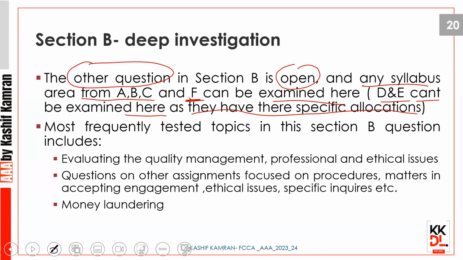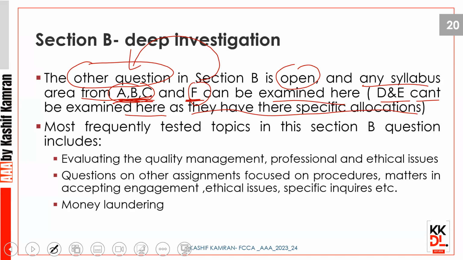I hope you're clear with this now. D and E have their specific allocations, right? D comes in question number one, E comes in one of the section B questions. We're talking about another question in section B, which is open, and anything from A, B, C or anything from F, we know F is very consistent. F is very regular with the other question. So the other question, the top candidate is F. In 3 out of 4 exam settings, F is the top candidate for the other question. But in 1 out of 4 exam settings, ABC is the very top contender for the other question.